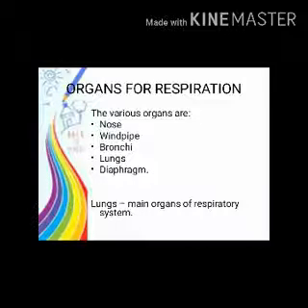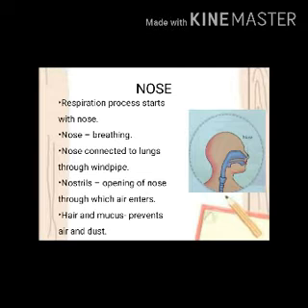Among those, we saw about the nose and windpipe, right? The nose is the organ which helps in breathing, which takes in oxygen and gives out carbon dioxide. It contains two openings named nostrils, through which the air enters the body. Hair and mucus present inside the nose prevent dust particles from entering, right? So these are the things we saw about the nose.